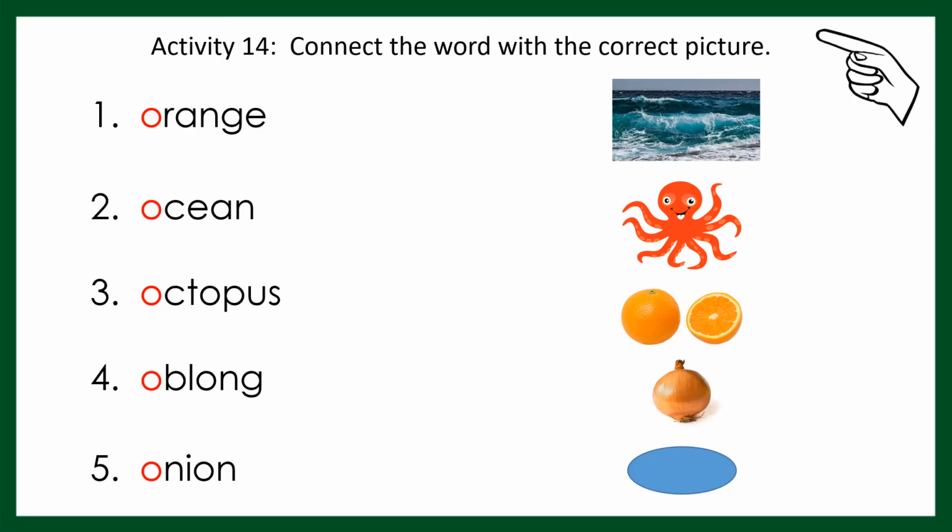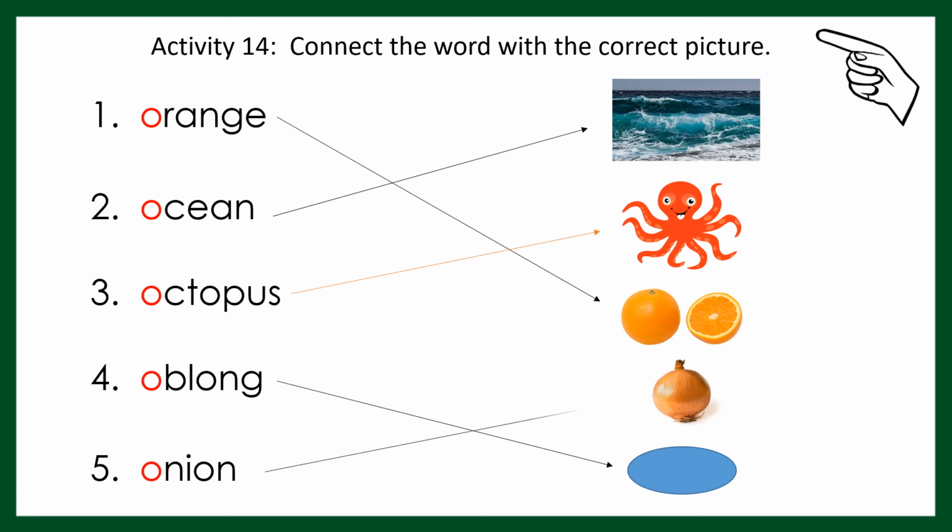Let's check. Number 1, orange. Number 2, ocean. Number 3, octopus. Number 4, oblong. Number 5, onion. Are you correct? Good work.